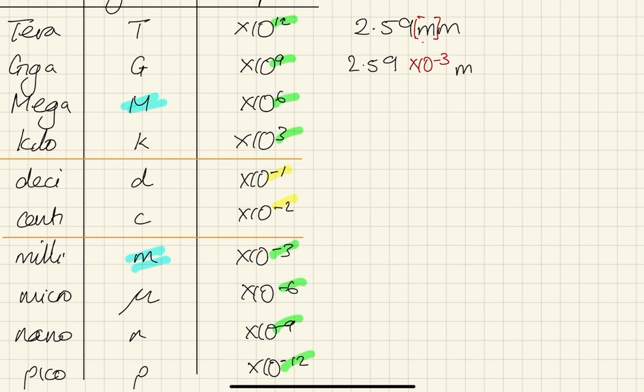Another example, let's say we have 3.68 gigawatts. Again, this giga means times 10 to the power of 9. And so this number, 3.68 gigawatts, is 3.68 times 10 to the power of 9 watts. This is trying to get rid of the prefix. What if we are trying to use the prefix?